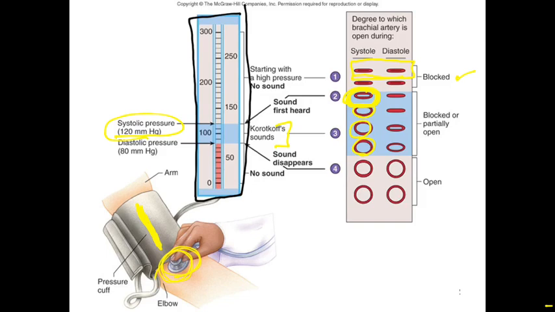Once the blood flow pressure is restored to normal, you no longer hear the sounds. So as long as there's a blocked or partially open vessel, you'll hear these sounds of Korotkov. The first sound again is the systolic pressure. As the sound disappears, the last sound you write down as the diastolic pressure. So that's the basis of how to measure blood pressure. You'll be measuring blood pressure next semester in the physiology labs.